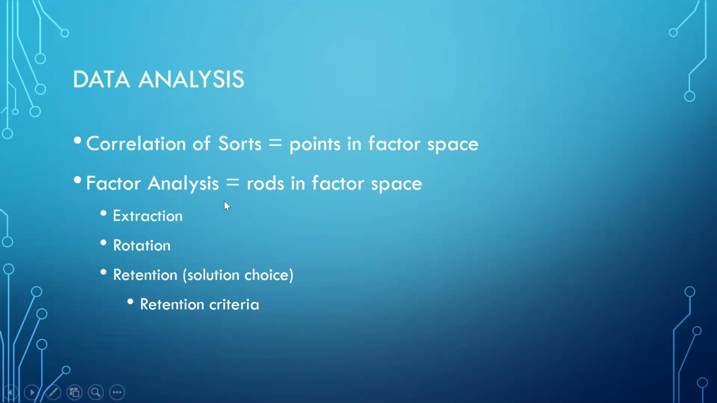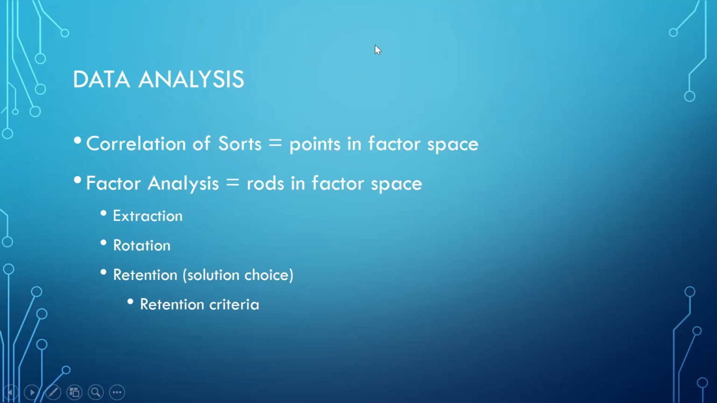Once you run the data, you'll have a correlation of sorts, which can be described as points in a factor space. Q methodologists tend to look at those points in the factor space in terms of a 2-dimensional or 3-dimensional perspective, and will often rotate those points just to extract the particular factors.